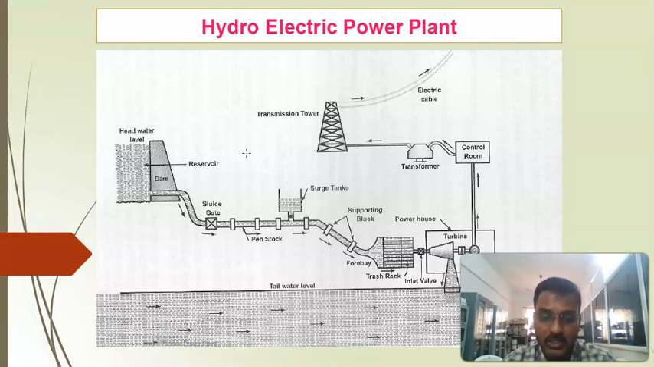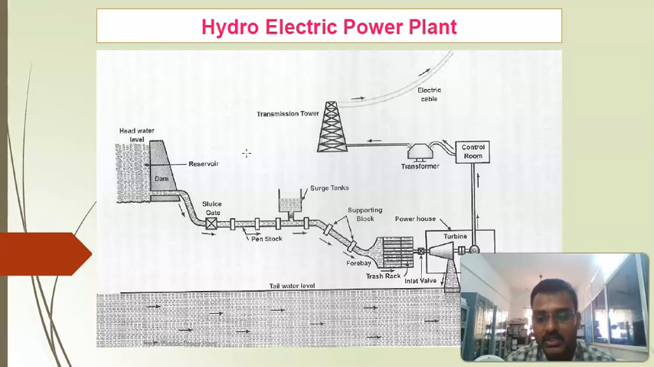Here we have one surge tank. The surge tank is used so that the water will not overflow and damage the pipe. The supporting blocks are also given, and the water goes through the forebay into the trash rack. After entering the trash rack, it enters the inlet valve. The inlet valve is connected to the turbine, and the turbine is connected to the generator.